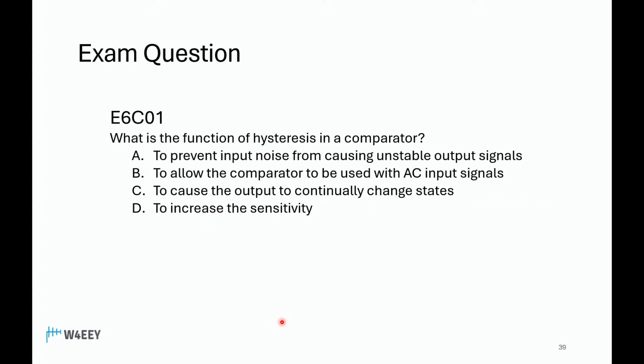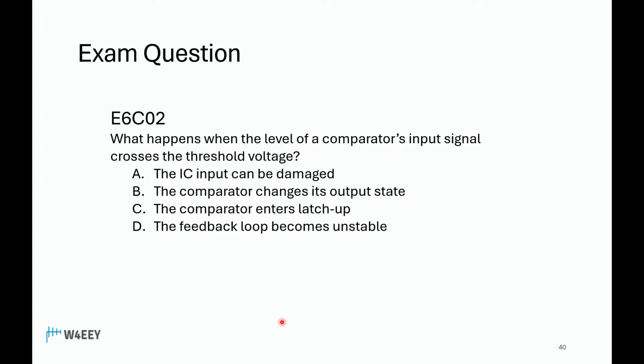What is the function of hysteresis in a comparator? Alpha. It is alpha, to prevent input noise from causing unstable output signals. What happens when the level of a comparator's input signal crosses the threshold voltage? Bravo. Correct. The comparator changes its output state. Good. That's it for operational amplifiers.